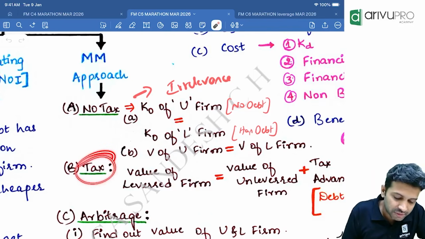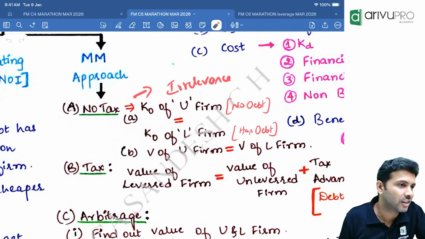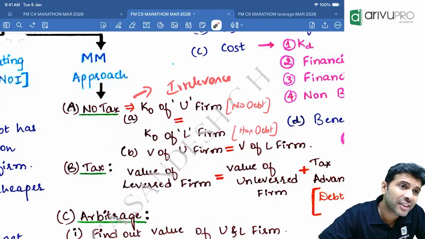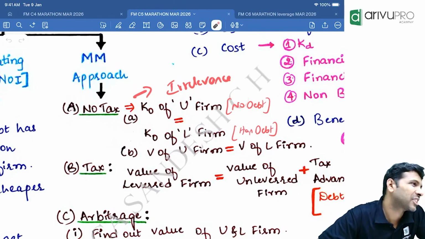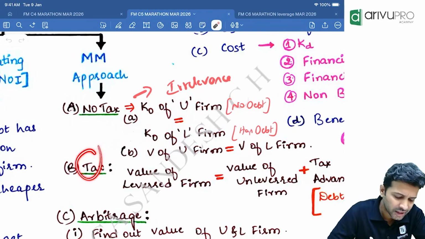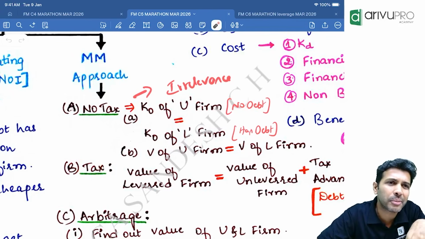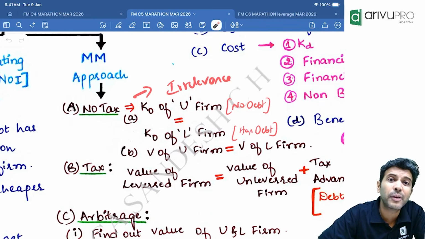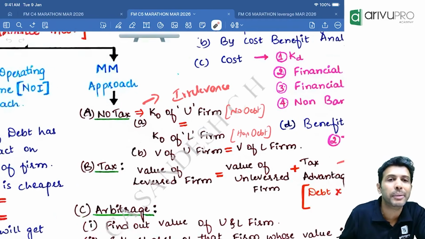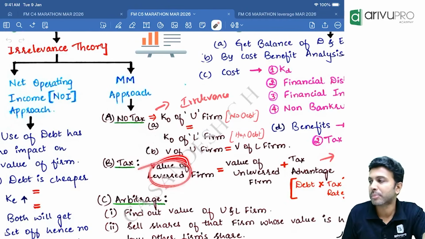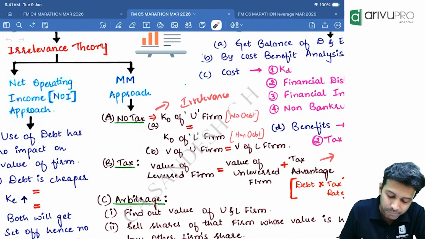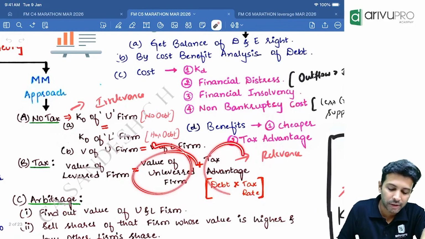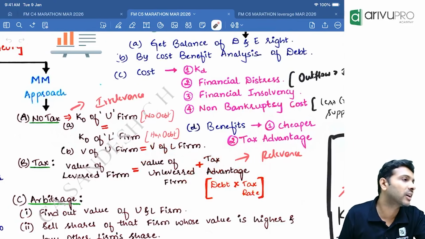But by chance, if tax exists. Now, what sir is saying is, on debt we have to pay interest. On interest, we always get the tax benefit. Now you tell me, if there is tax rate, can both the firms' value be same? Unlevered firm has no debt. Levered firm has a debt. So levered firm will get one extra advantage called tax benefit. So if there is tax, value of the levered firm, that firm which has taken debt, will be equal to value of unlevered firm plus the tax benefit or tax advantage.